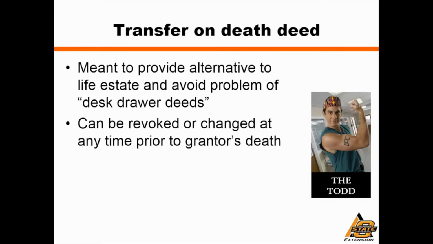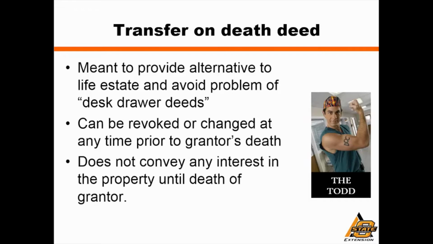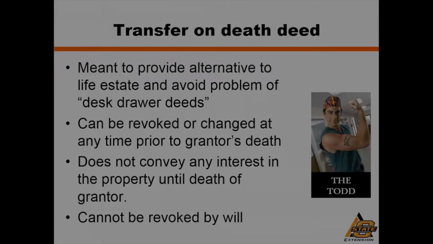A transfer on death deed, filed at the courthouse, can be revoked or changed at any time prior to the creator's death. Upon death, it becomes active. Prior to that, it can be changed or done away with, as long as the original owner does it. Like I said, it does not convey any interest in that property until the death of the grantor. Prior to that time, anything can be changed. It cannot be revoked by a will. So if you create one of these and you forget about it and you put together a will at a later date, that transfer on death deed holds.